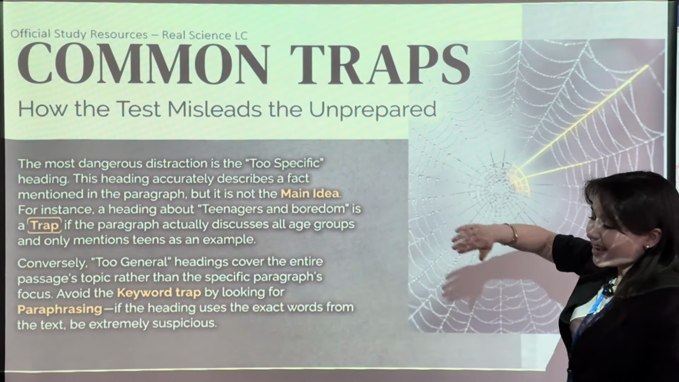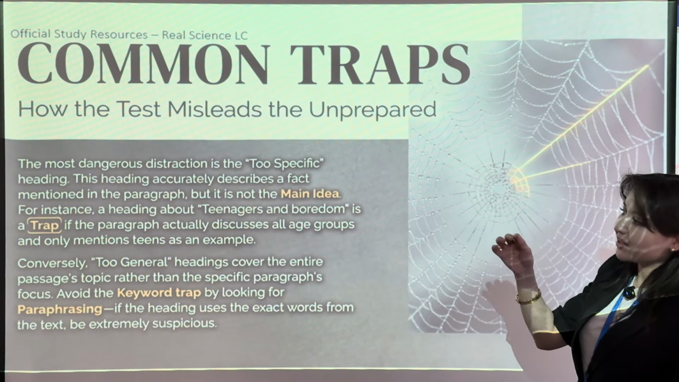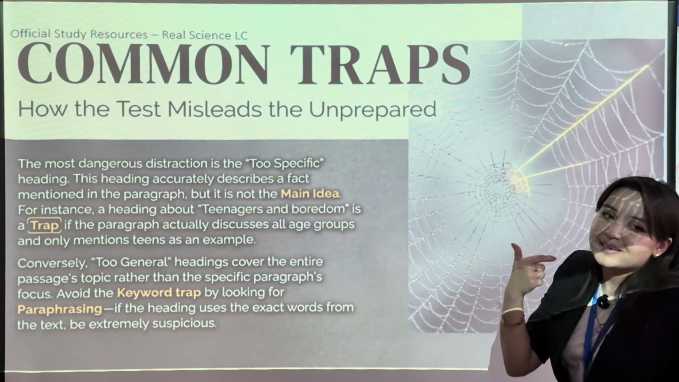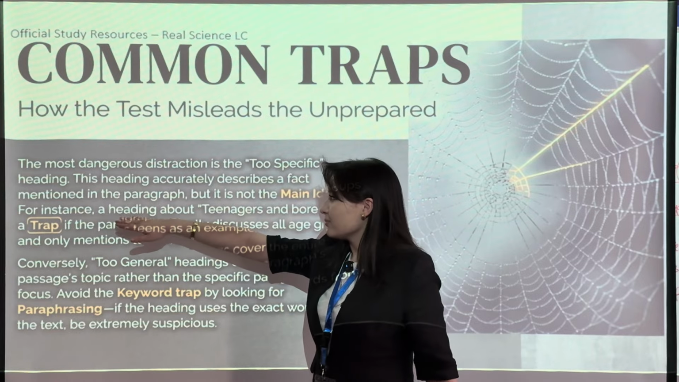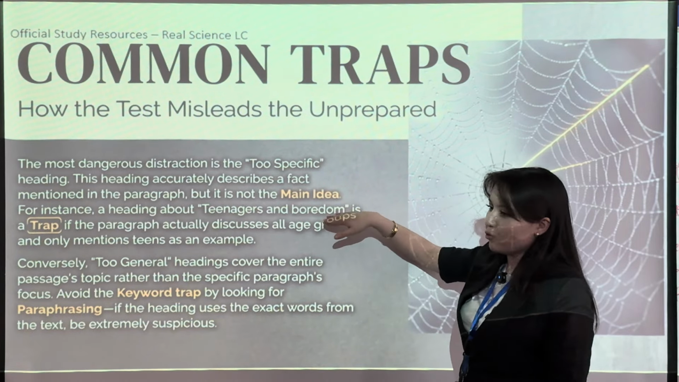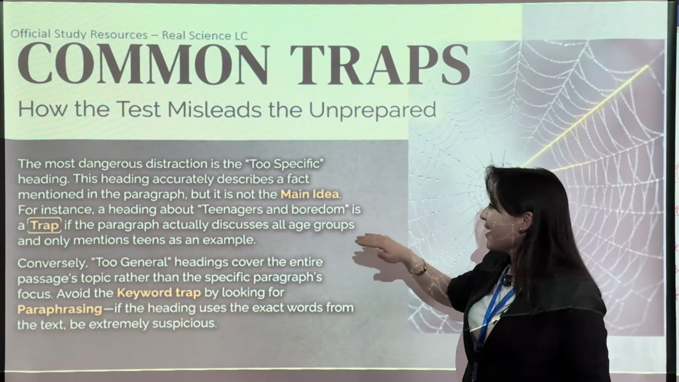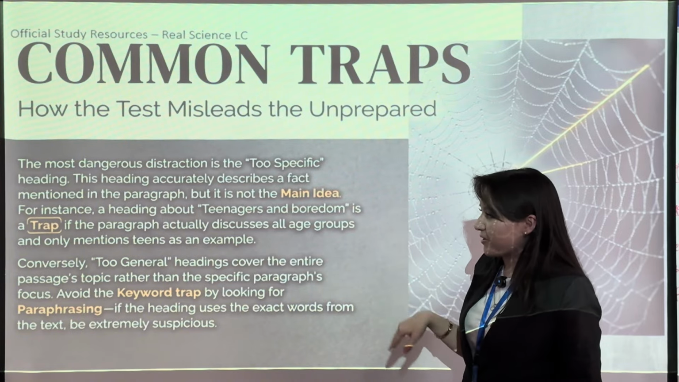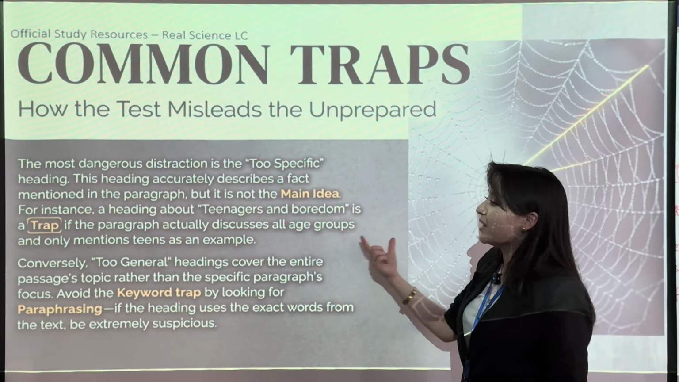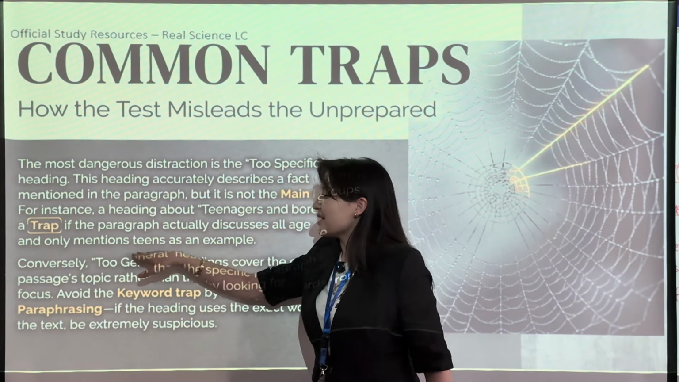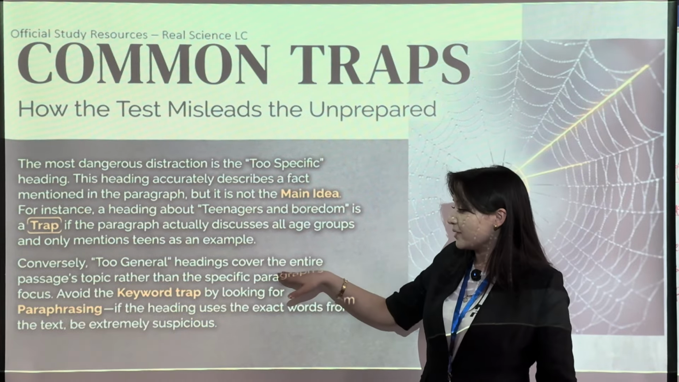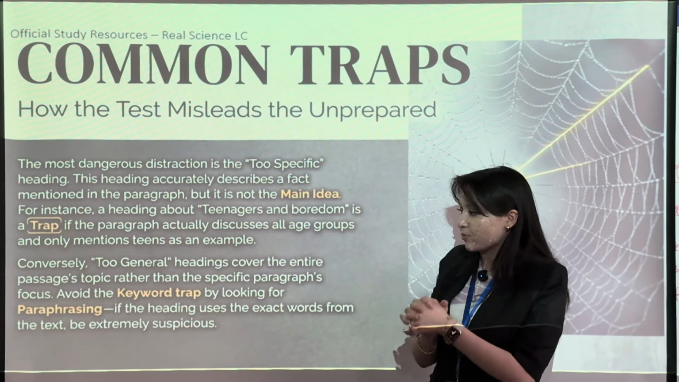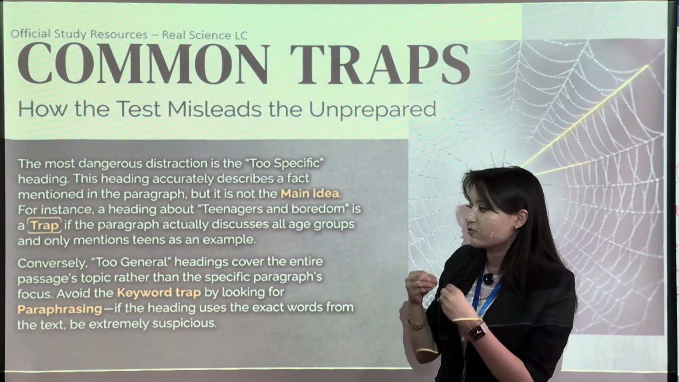Too specific. This heading accurately describes a fact mentioned in the paragraph, but is not the main idea. Again, for instance, a heading about teenagers and boredom, again this is about boredom, is a trap if the paragraph actually discusses all age groups and only mentions teens as an example. Conversely, a too general heading covers the entire passage topic rather than the specific paragraph's focus.